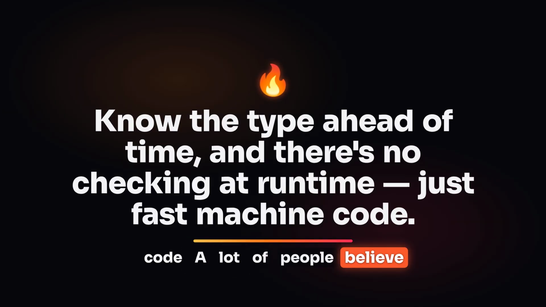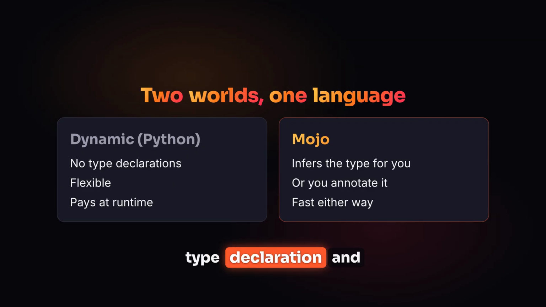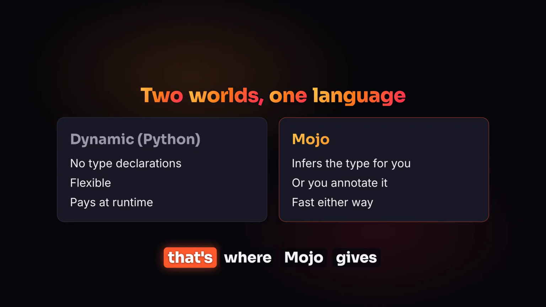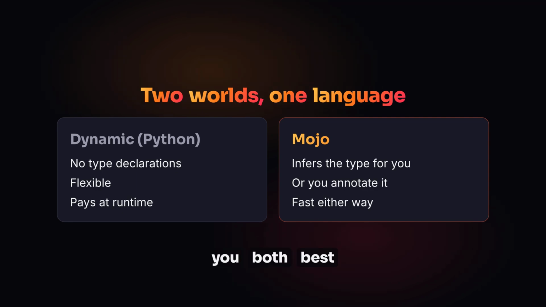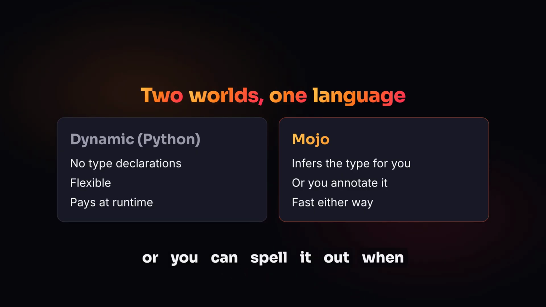A lot of people believe that's the reason Python is slow, because Python skips type declarations and figures it out as it runs. It is flexible, but it costs performance. Now that's where Mojo gives you the best of both worlds. It can infer the type from your value, or you can spell it out when you want complete control.